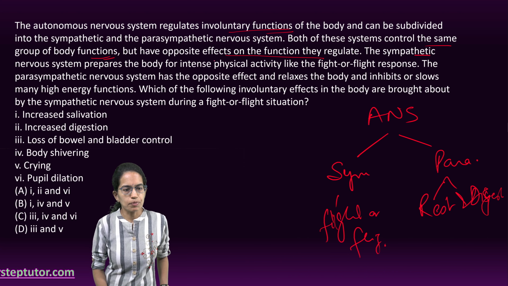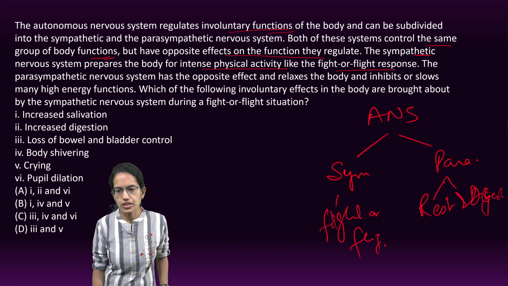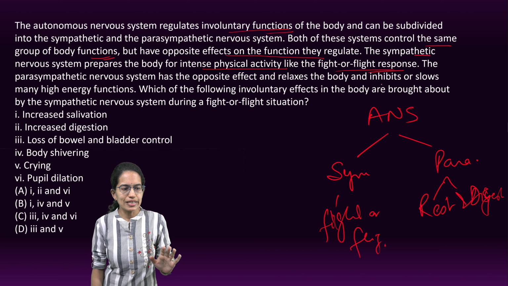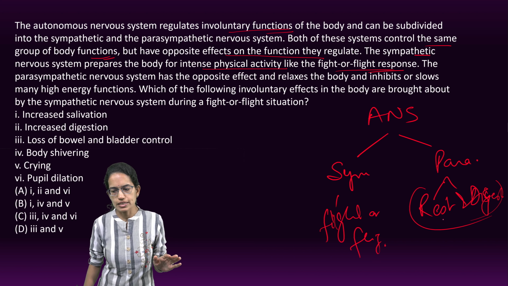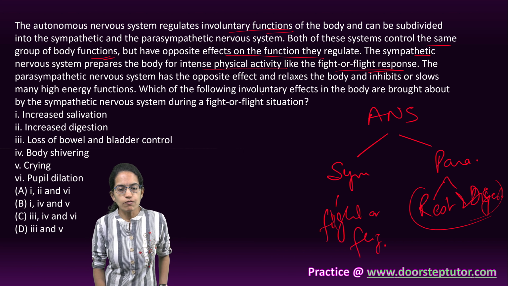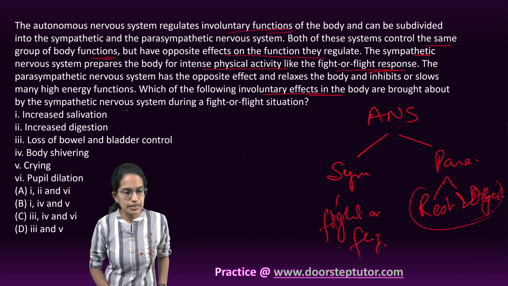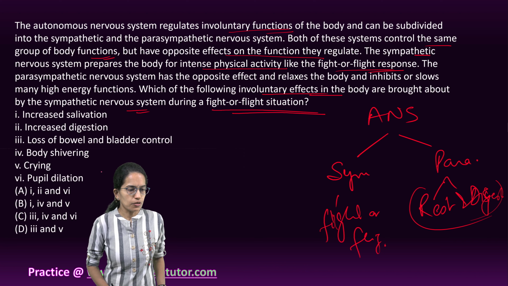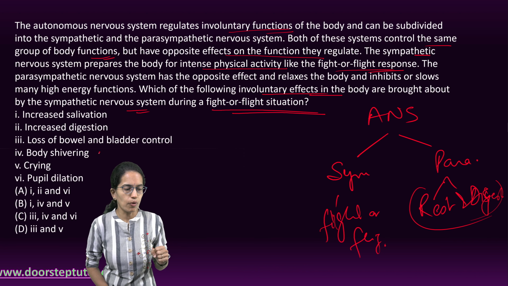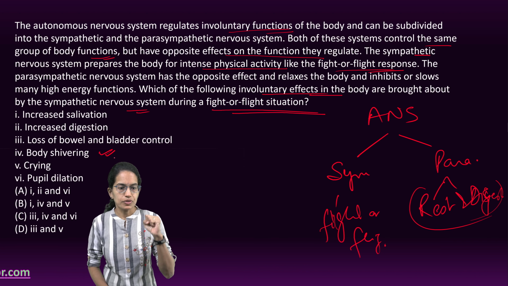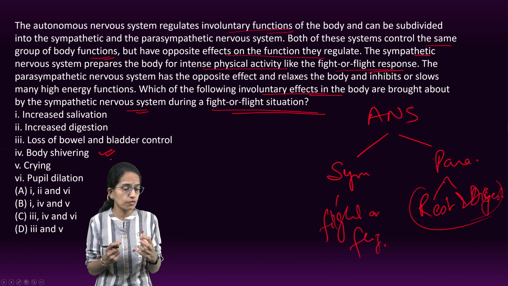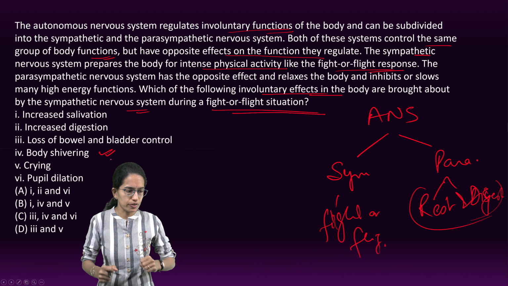The sympathetic prepares the body for intense physical activity like fight or flight, as we already mentioned. The parasympathetic inhibits those functions and therefore is called rest and digest. Now the involuntary functions brought about by the sympathetic during a fight or flight situation could include increased shivering in the body. So that's correct. That's because of the fight or flight situation. If you are afraid of something, you might start to shiver all of a sudden.